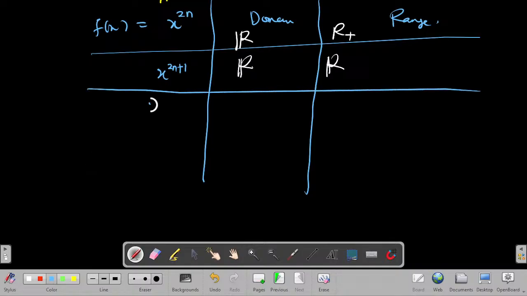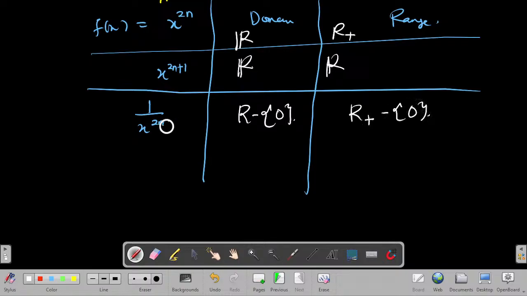For the third function, we have 1 over x to the power 2n. What is the domain of this function? Is there a number that can make it undefined? Of course, yes. When x is 0, everything becomes undefined. So our domain is R minus 0. As simple as that. Our range, because it is power 2n, will always give us positive. So R plus minus 0. We can't get 0 at all. And that is nicely done.